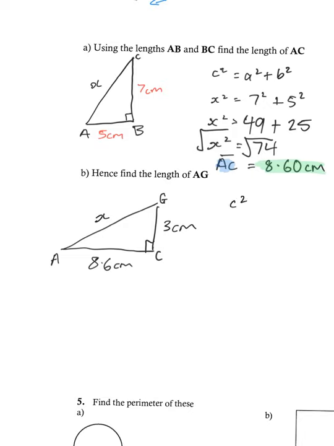Okay, so again, we're using Pythagoras' theorem. C squared equals A squared plus B squared. Where our C is X, A uses 3, and 8.6 can be our B. Okay, 3 squared is 9, and 8.6 squared is 73.96.